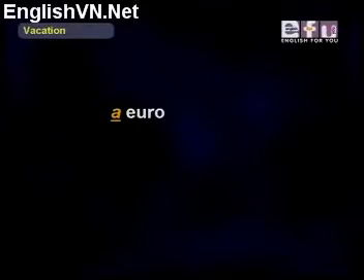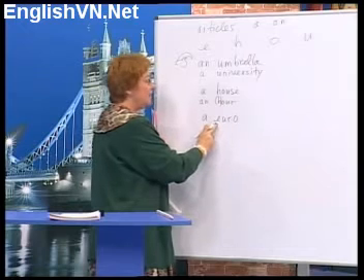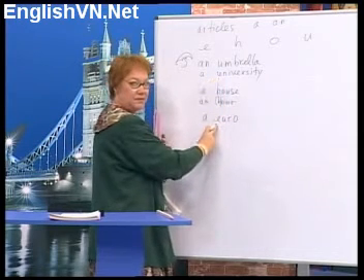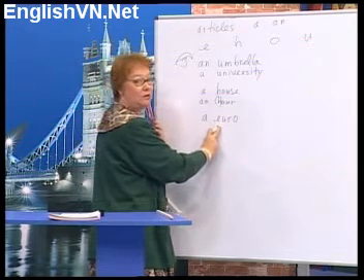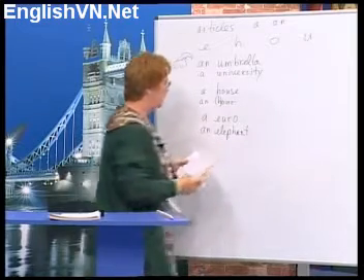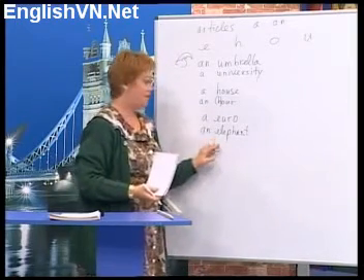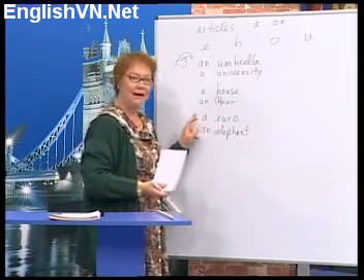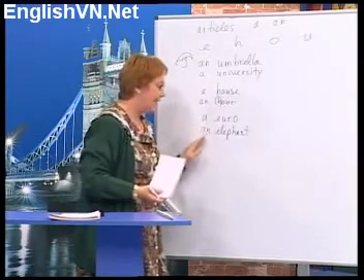Okay, here's another couple of examples. A euro. This one is kind of like this, y. This is how we say it in English, a euro. And we can say an elephant. This one is normal. An elephant. And y. A euro, an elephant.